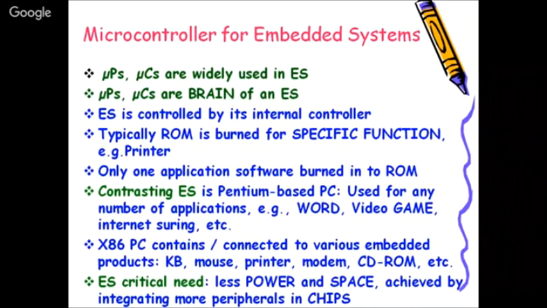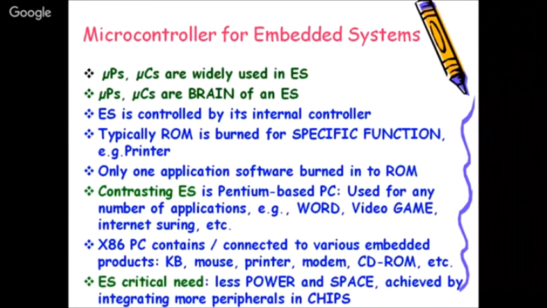So contrasting an embedded system with Pentium based PCs. If you compare a PIC based embedded system and a general purpose PC, how do we differentiate? General purpose PCs are used for many applications, like Word, video games, internet surfing, etc. That is the major difference. A PIC based embedded system, or any other controller based embedded system, works for only one task dedicatedly, and nothing else. And an x86 PC is connected to various embedded products.